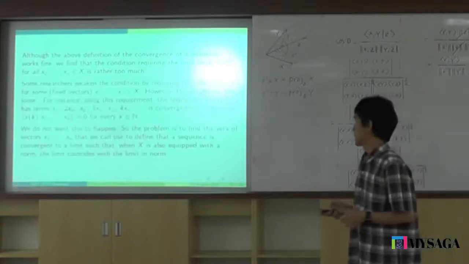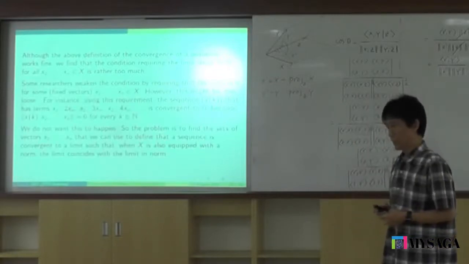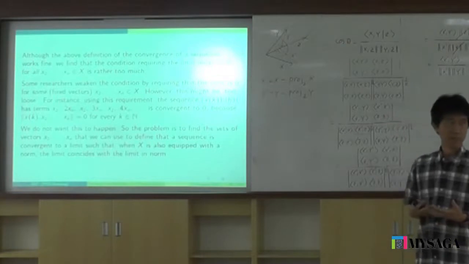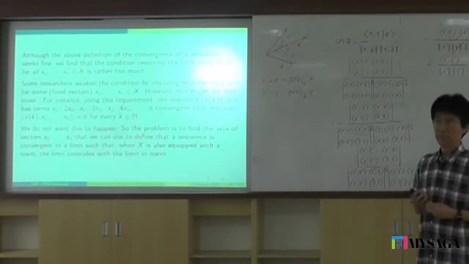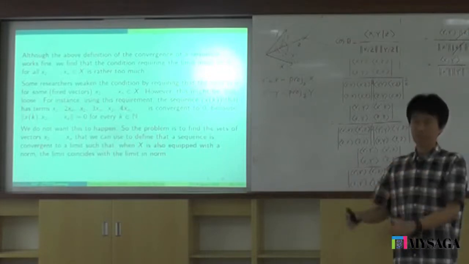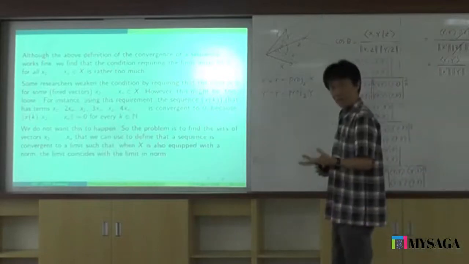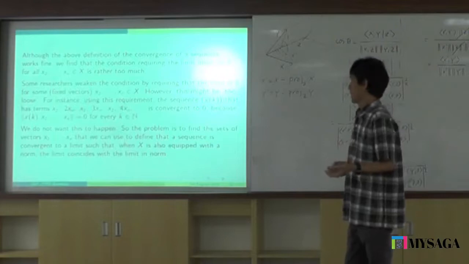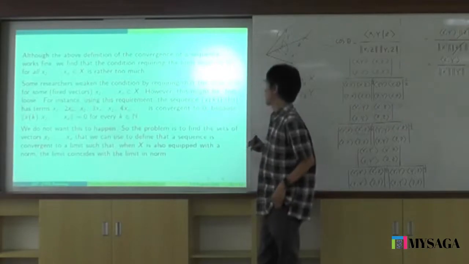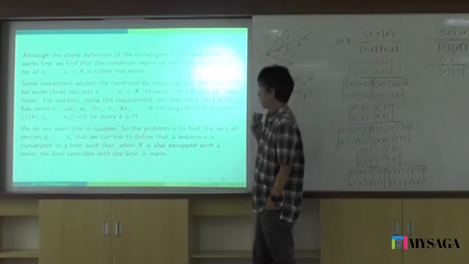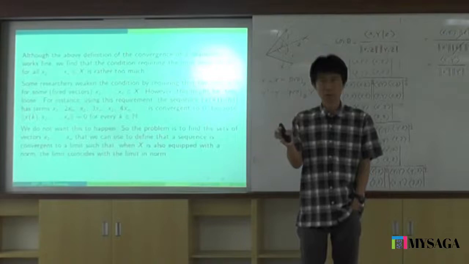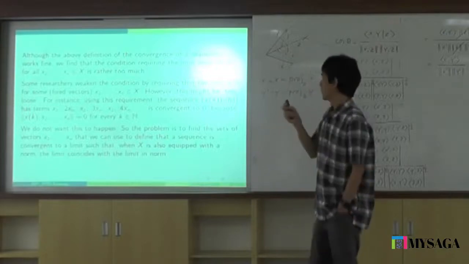So the problem is how do we reduce the condition. In many mathematical notions, we want the condition to be precise, not too much, but also not less than necessary. Some researchers weaken the condition by requiring that the limit is 0 for some fixed vectors. So they are not parameters anymore. They are fixed.